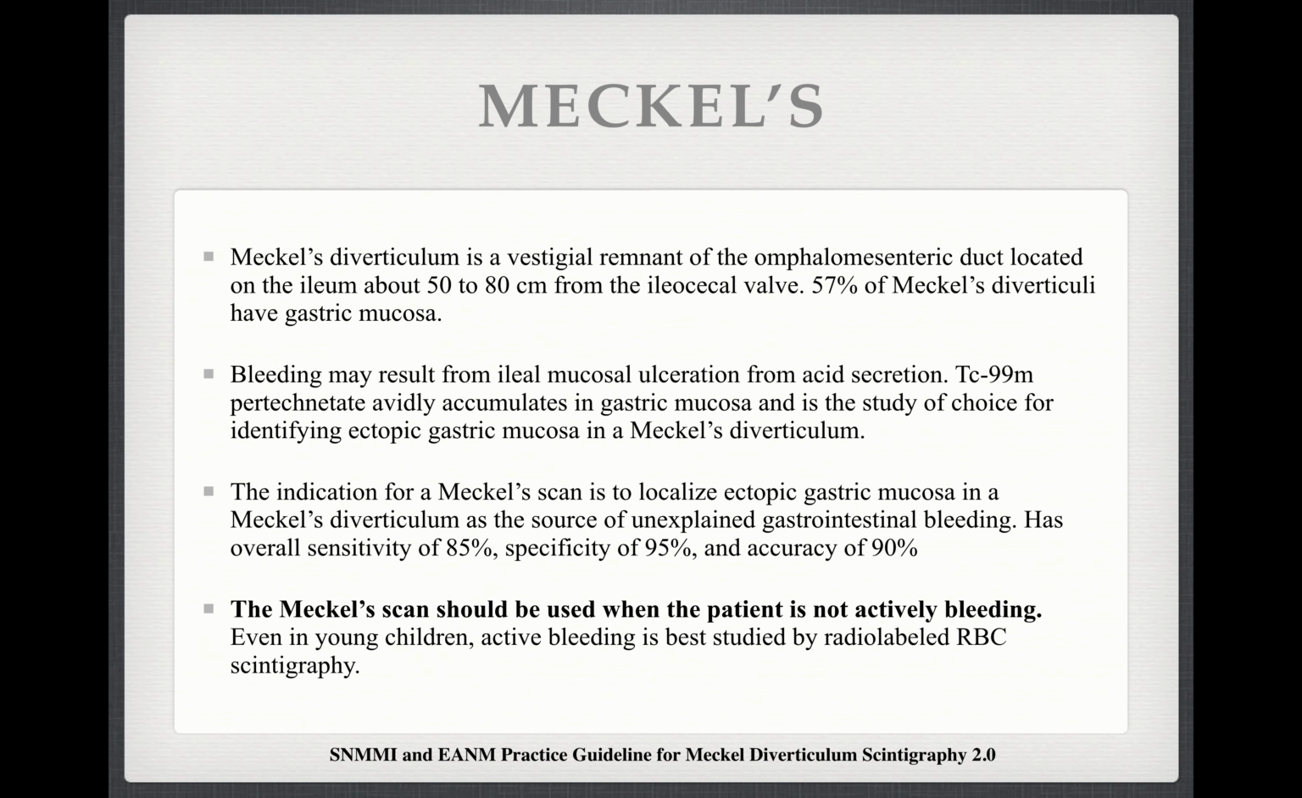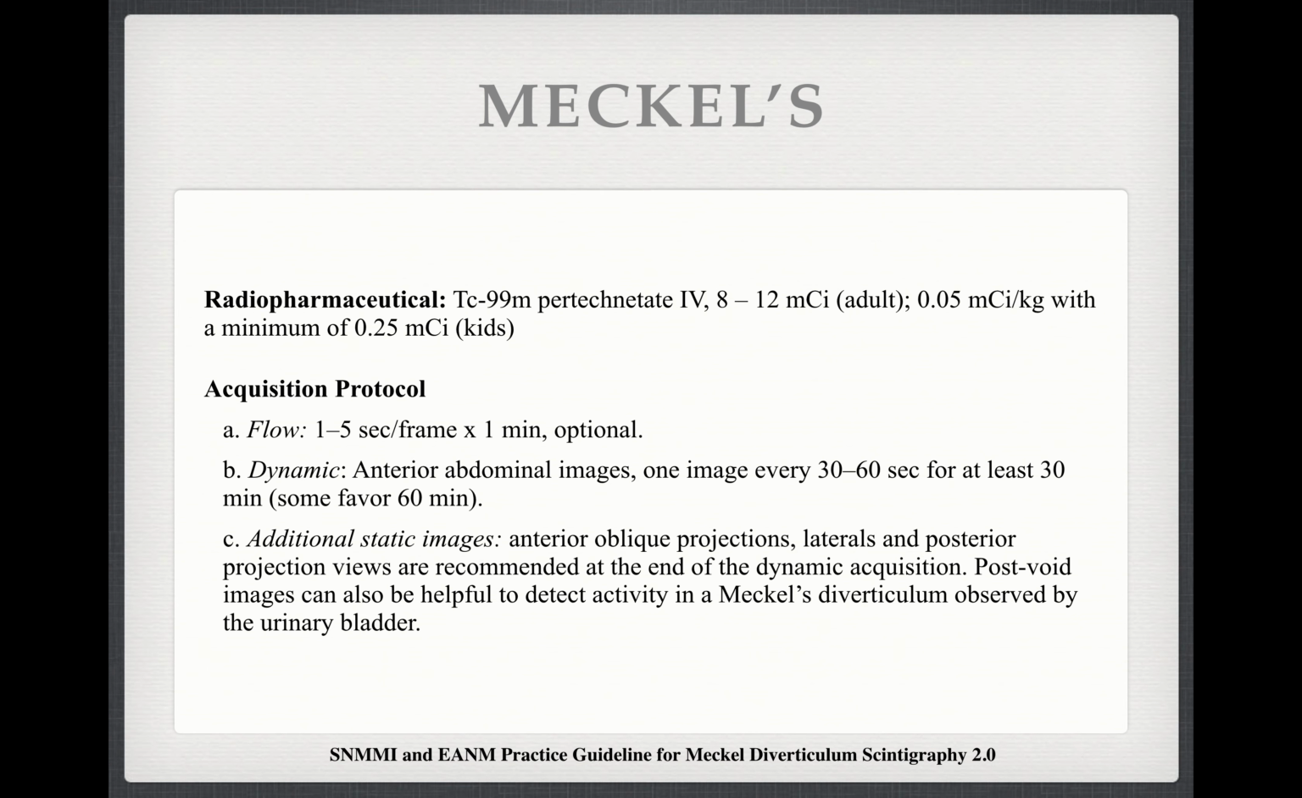Meckel's diverticula. There's published data on using premedications such as H2 blockers and pentagastrin and glucagon. However, the guidelines do not require use of any of them, so when we do these scans, we don't use them, just to make things simpler. So in general, the protocol in adults is about 8 to 12 millicuries of technetium-99m pertechnetate. In kids, as always, this is weight-based.